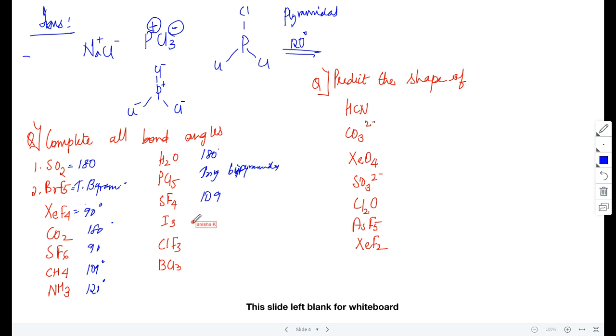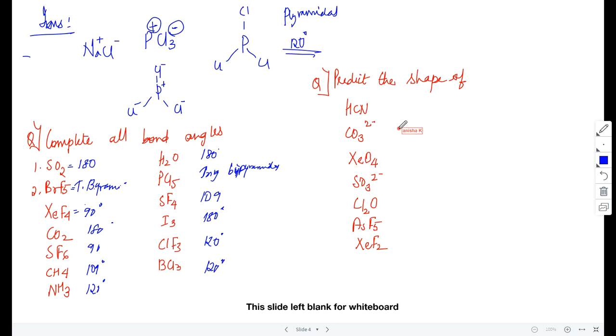I3 would be 180 degrees. It's just I3, right? The next two would be 120 degrees. The next one's 120 as well. Now here you just have to predict the shape.